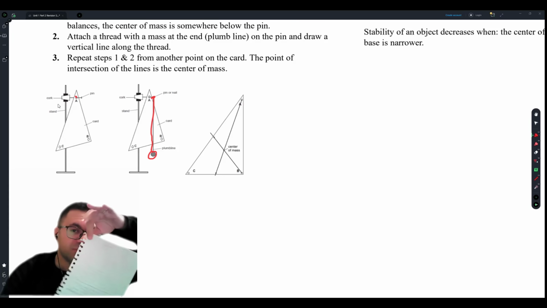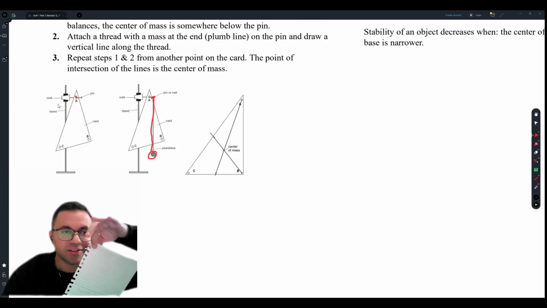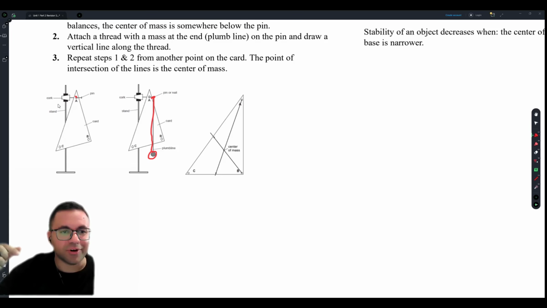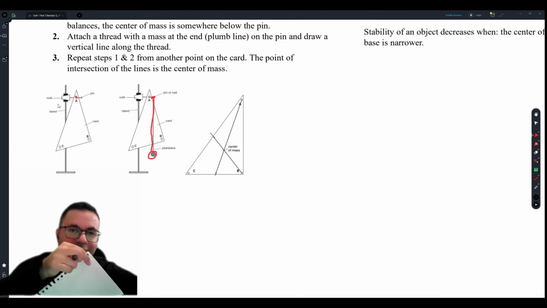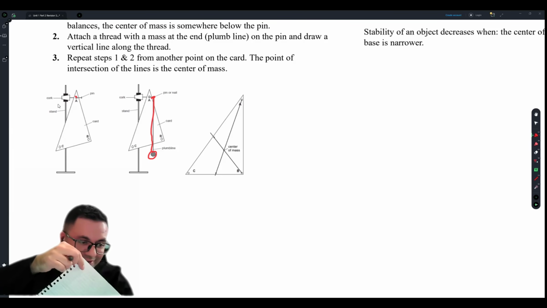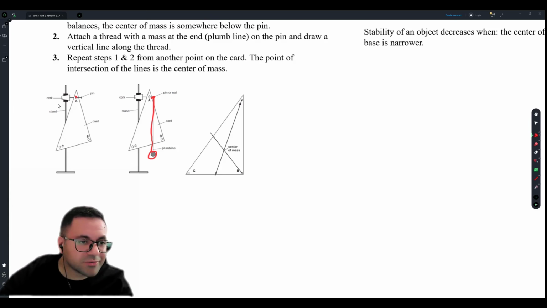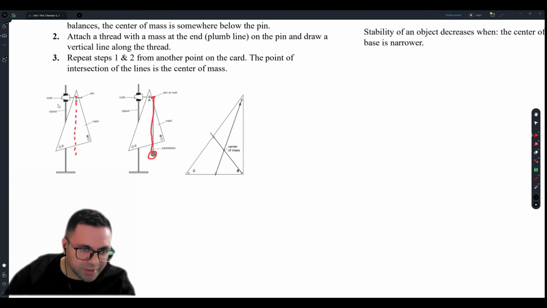Because if it's not at rest, if I tilt this piece of paper to the right, it'll fall back down and come to rest. If I tilt it to the left instead, it'll fall back down and come back to rest in the center. So the center of mass is going to be somewhere here. So I need the plumb line to help me draw the line. So I attach the plumb line and make a mark on the paper so I can draw this line.